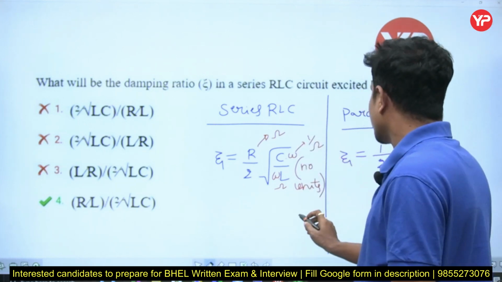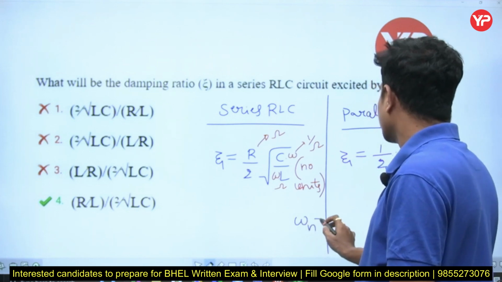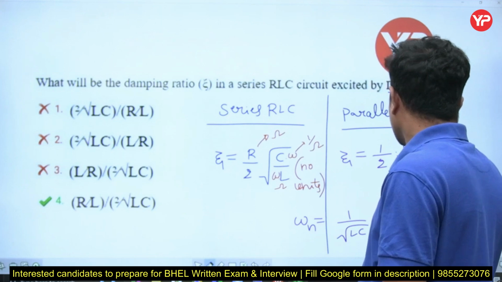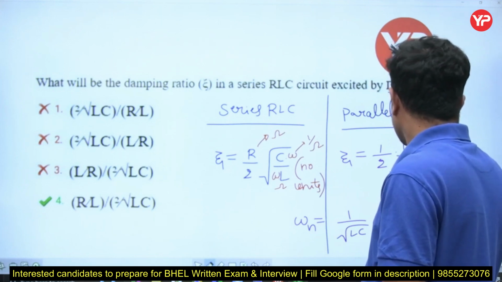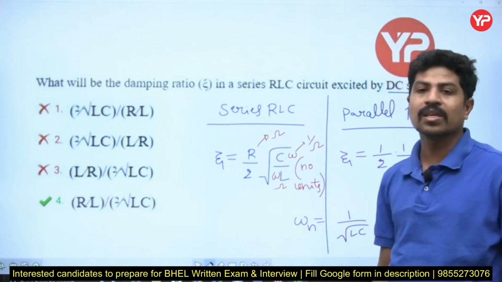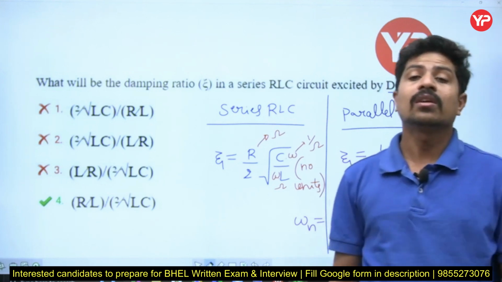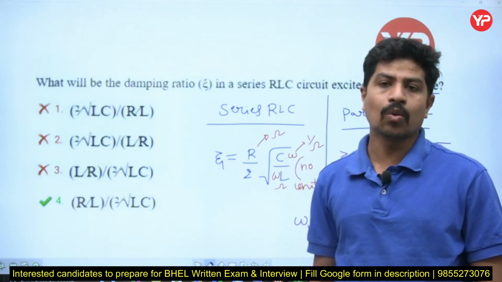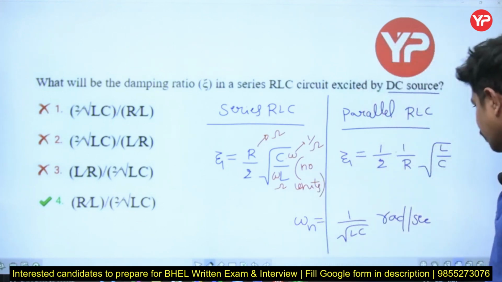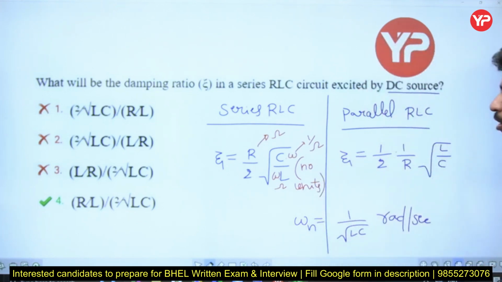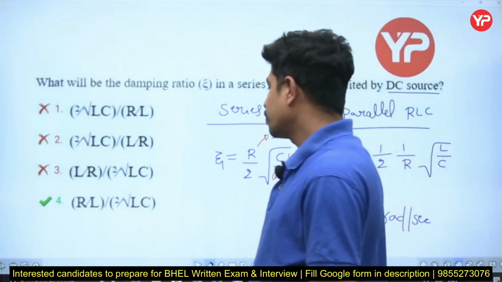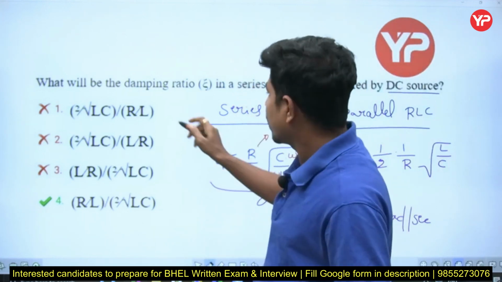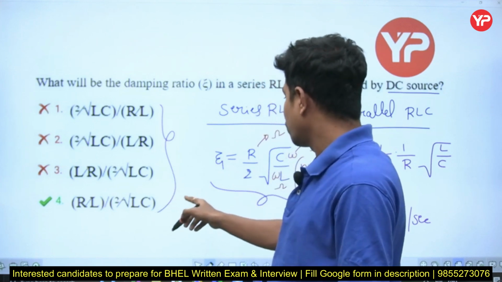For both, there is a frequency called the natural frequency of oscillations, either it is series RLC or parallel RLC. The formula of natural frequency of oscillations in terms of radians per second is 1 by root LC. If he is asking Fn, you will simply get 1 by 2 pi under root LC, right? Yes. Now look at the options carefully. Direct option is not available. Check which of the following options is going to match with this one.